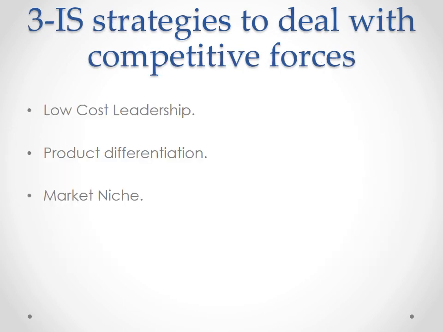IS strategies to deal with competitive forces is what the firm needs to do to face these competitive forces. First strategy is low-cost leadership. Use of information systems to achieve the lowest operational costs and lowest prices. An inventory replenishment system helps in keeping prices low and shelves well stocked, as in the situation at Walmart, for example. A second strategy is product differentiation.